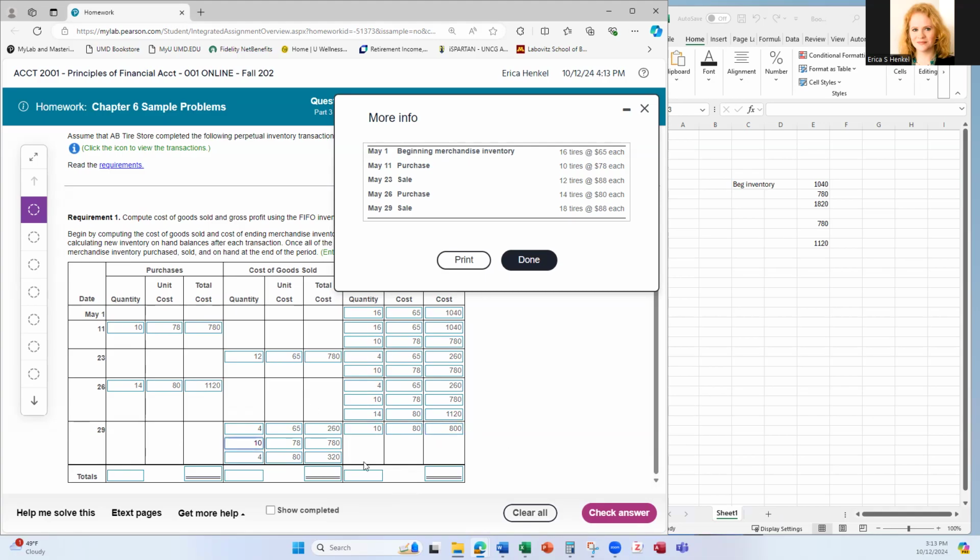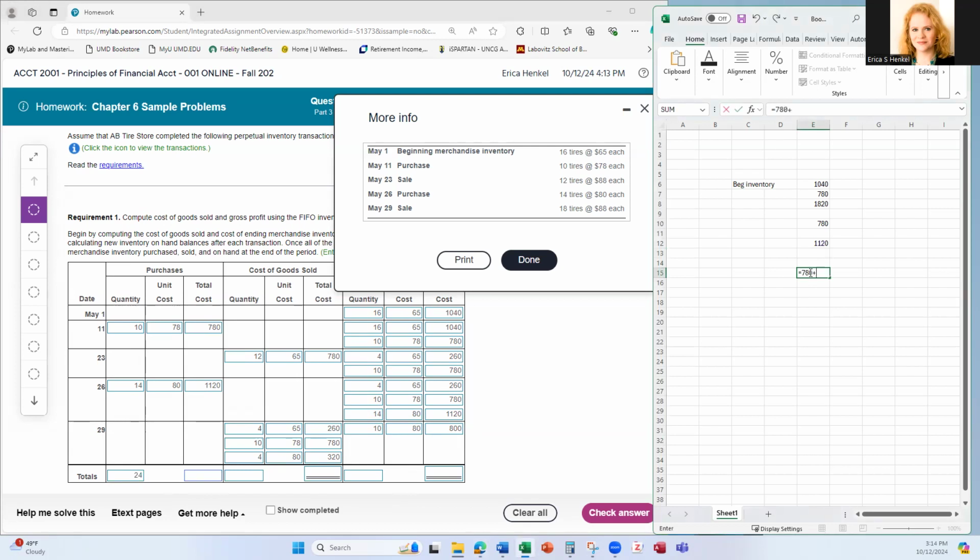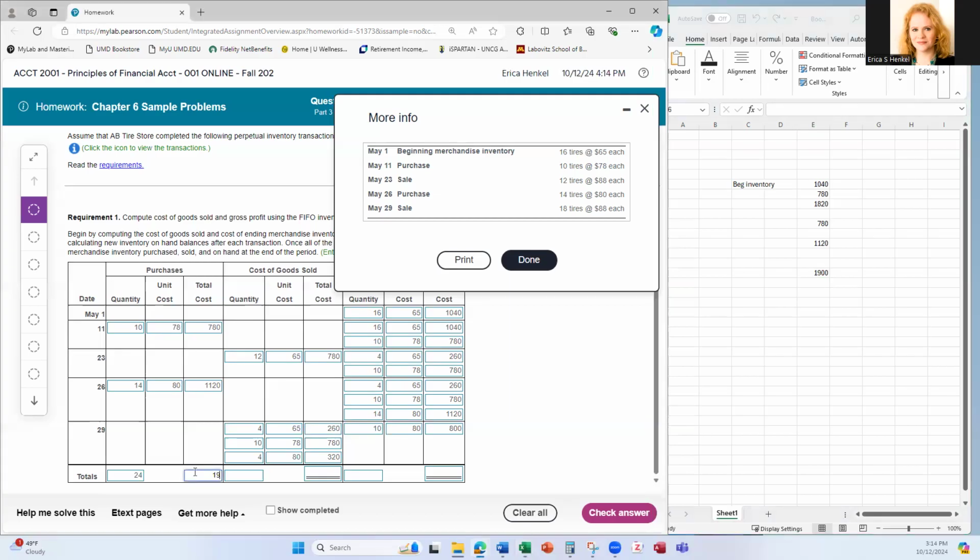So now we've got a schedule here that walks through everything we purchased. We purchased 24 tires and the total value of the ones we purchased was 780 plus 1120 for a total of 1900 in purchases during the period. Now, here we sold 12 tires and 18 tires, right? So 12, 16, let's see, wait, so 16, 26, 30 tires we sold, sorry.